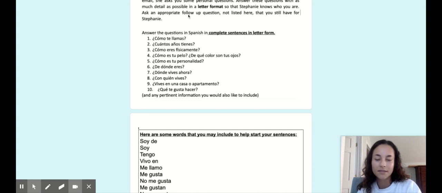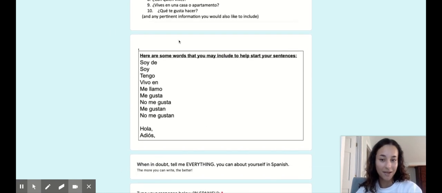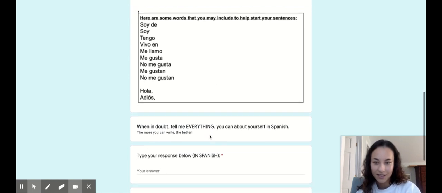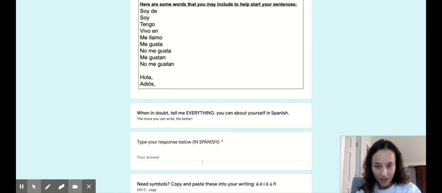¿Cómo te llamas? All of these. I'll let you read them on your own. And anything else you want to include. You might see these and start to panic and feel like, I don't remember what that word means. I can tell you that in general, if you can write me a letter telling me everything you can about yourself in Spanish, like we've practiced in class, that's a great place to start. And of course, I promised you have your sentence starters. These guys will help you. When in doubt, tell me everything you can in Spanish.